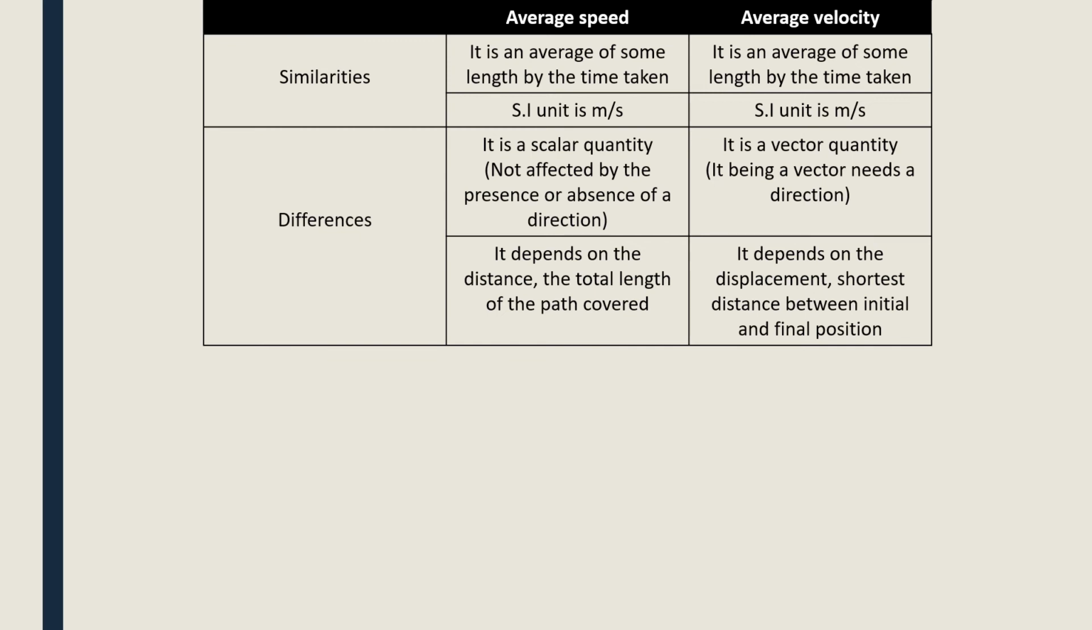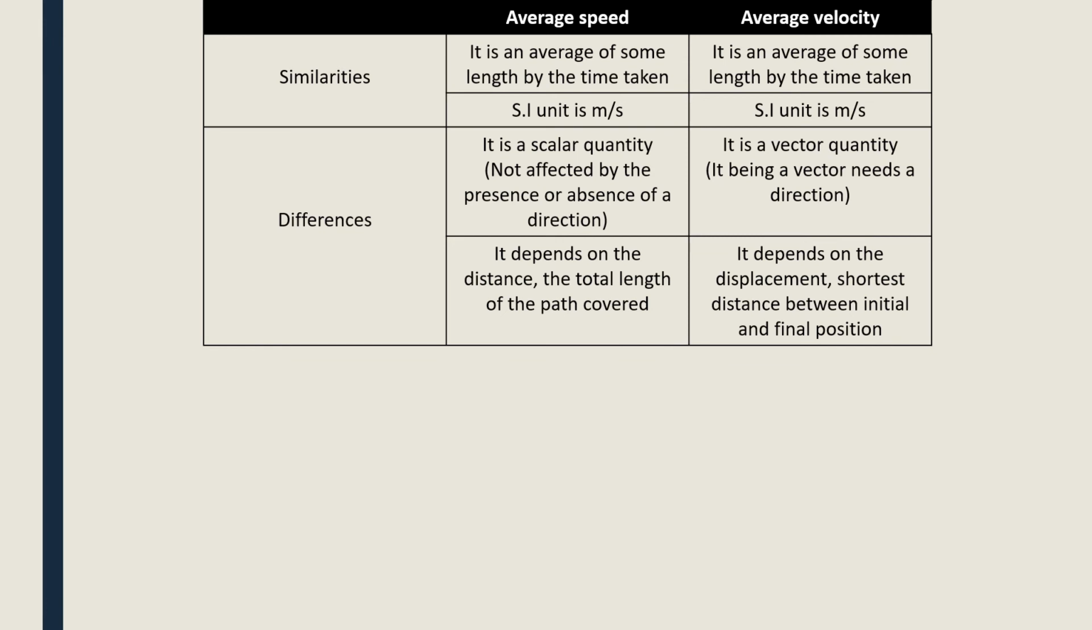Okay, but since average speed is a scalar quantity, it is not affected. त्यसलाई direction भयो पनि नभए पनि त्यसलाई affect गर्दैन. Whereas average velocity चाहिँ के रे, it is a vector quantity and it being a vector needs a direction. Okay, so since it is a vector quantity, so it needs a direction. त्यसलाई एउटा कुनै direction, particular direction चाहिन्छ.